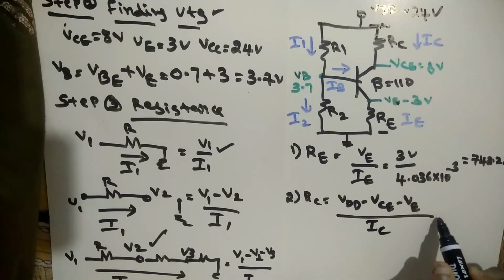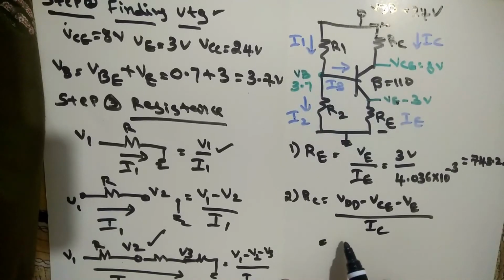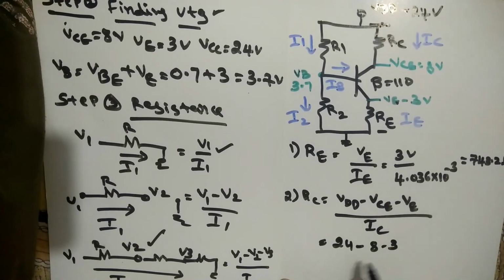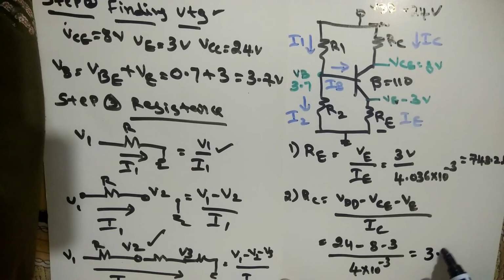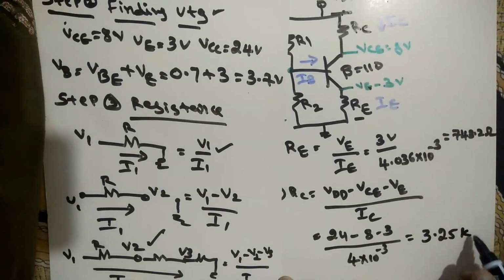If you apply these values, VDD is 24 minus VCE is 8 minus VE is 3, divided by IC, we will take 4 into 10 to the power of minus 3. So your answer is 3.25 K. This is the RC value you are getting.